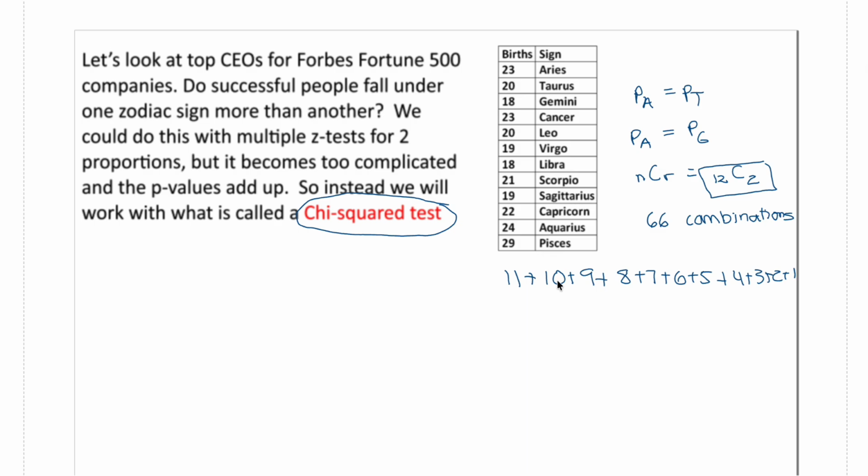How about doing it on the calculator? So how do we do it on the calculator? We can use nCr, since we don't care about the order. So we choose 2 from 12. From the calculator, we get 66 combinations. We can do this with multiple z-tests for two proportions, but it becomes too complicated and the p-values add up. So instead, we will work with what is called a chi-square test.